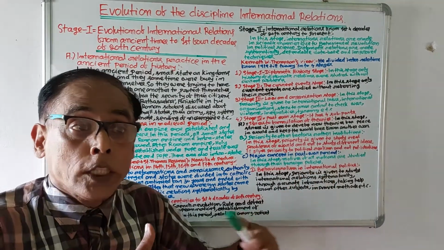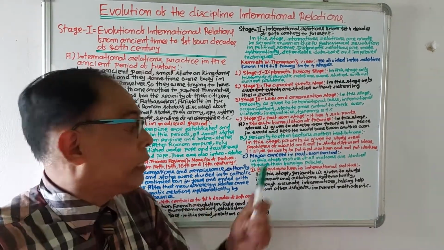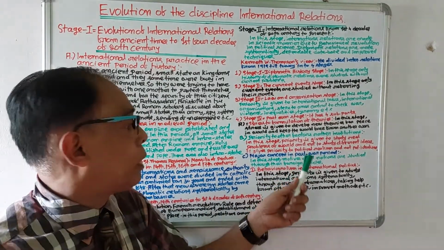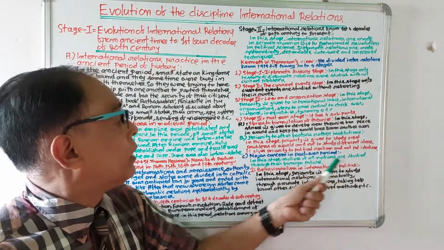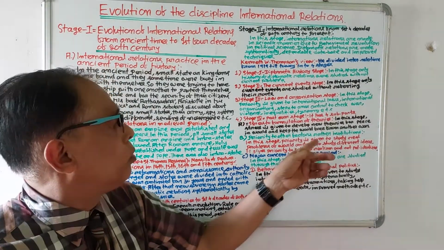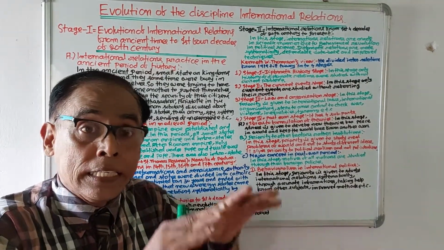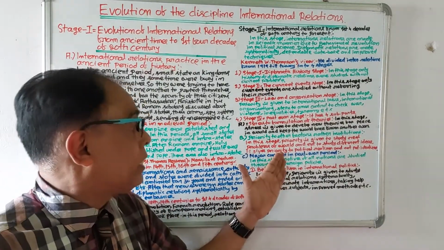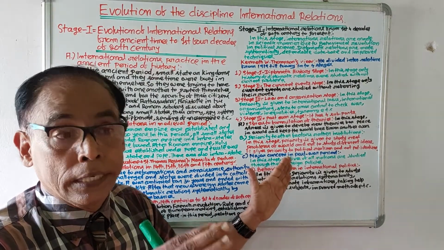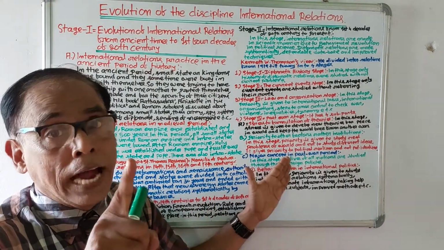In this stage, institutions are not given priority. Besides institutions, other factors are given priority. Priority is given to studying real problems. Importance is given to political realism, not political idealism, to real things, not ideas.